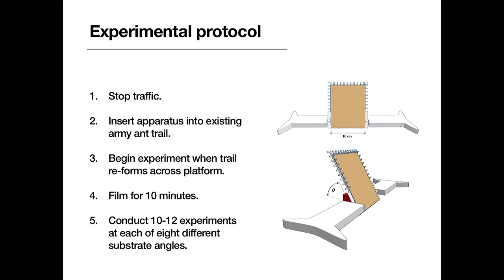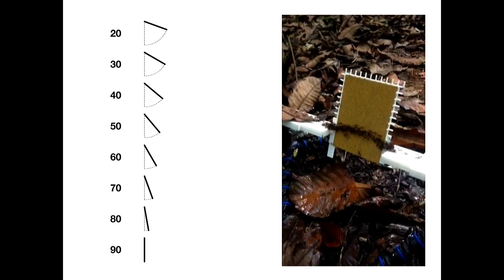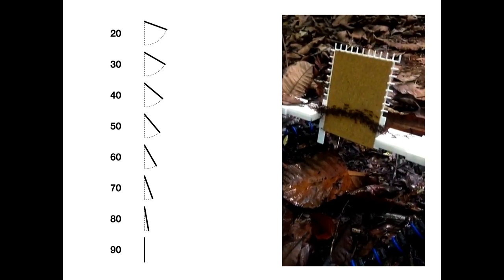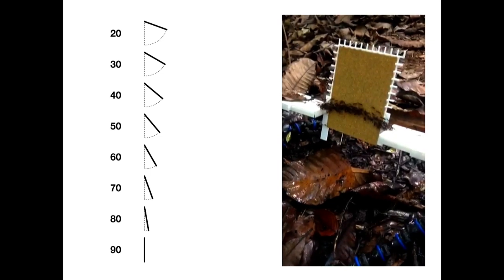So we designed a similar apparatus as the last kind, except in this case, we have this adjustable vertical surface in the middle. But we used the same kind of method in that we found an existing raiding trail, stopped the traffic, which is pretty difficult to do, inserted the apparatus, and then tried to get the ants to go back up and reform the trail over the apparatus, which is a lot more difficult than it sounds, unfortunately. And so we had 8 different angle treatments, and this is what the apparatus looks like in action.